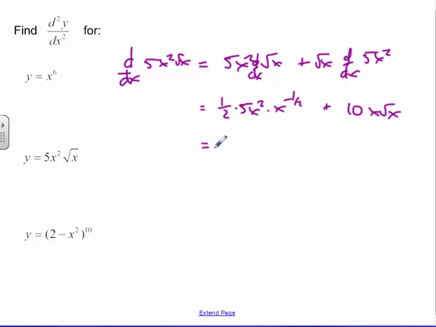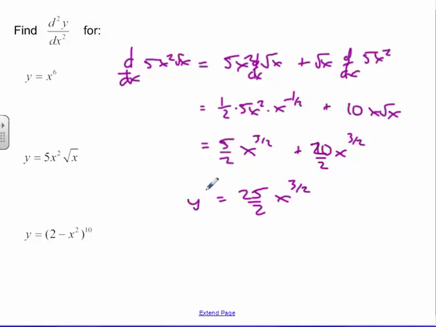While I'm at it, I want to clean this up a little bit because I have to take another derivative after this, so I want it to not be so annoying in terms of how it fits together. So I'm going to make this 5 over 2, and this will be x to the 3 over 2. And then I'm going to make this 10, and lo and behold, this actually ends up being x to the 3 over 2 again. Which means that would be 20 over 2, so 5 and 20 would be 25 over 2 x to the 3 over 2. There is our first derivative.